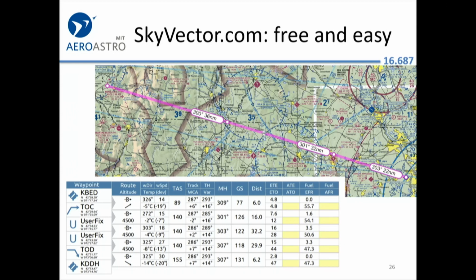You're going 140 knots of true airspeed. Your track over the ground is supposed to be 287 true, minus 2 degrees wind correction angle. I just did this actually for Sunday night, I think. The true heading therefore will be 285, but then you'll have to add 16 degrees for the local variation, so you end up with a magnetic heading of 301.